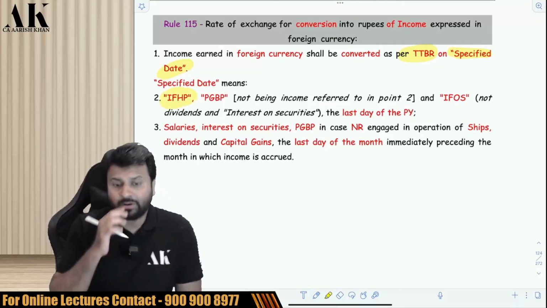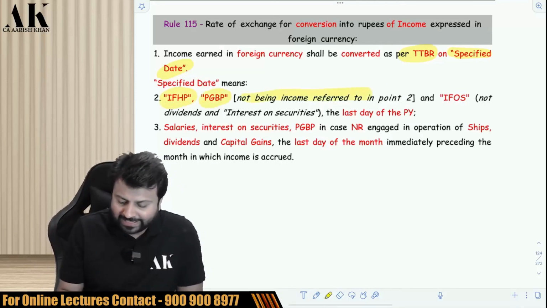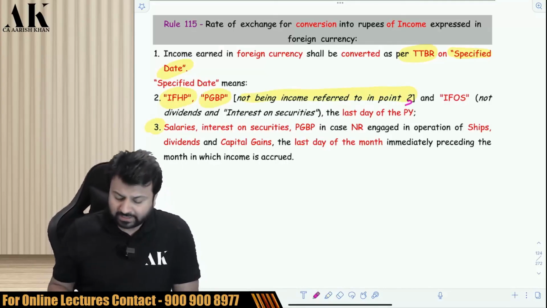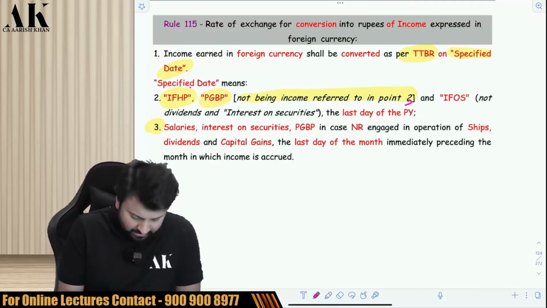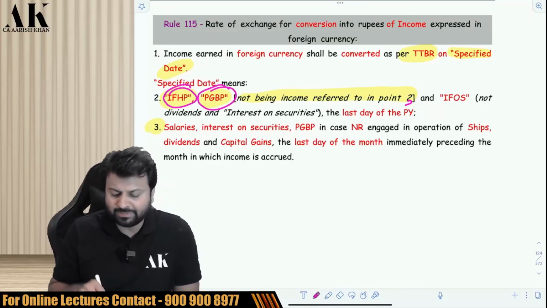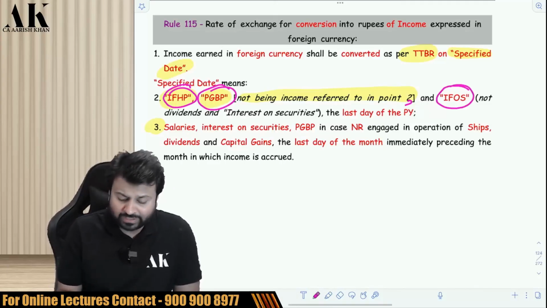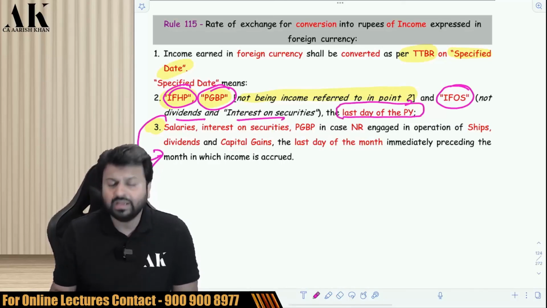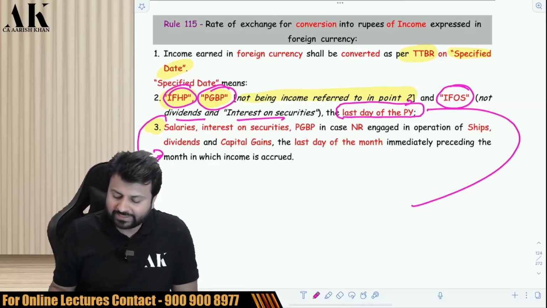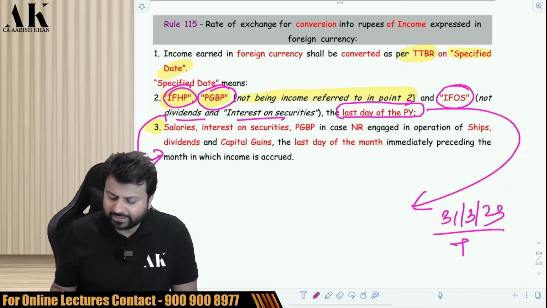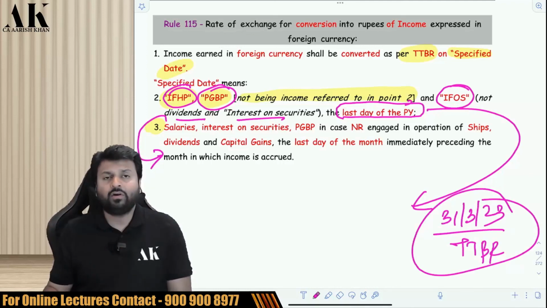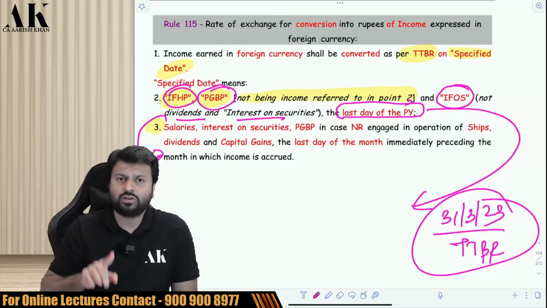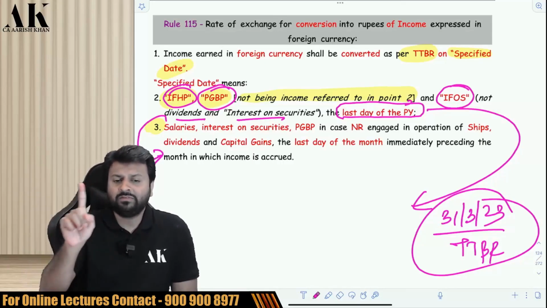If the income is income from house property or PGBP, other than the PGBP mentioned in point number 3, it's not point number 2, point number 3, other than the PGBP mentioned in point number 3. So if you are earning income from house property, or if you are earning PGBP other than that mentioned in point number 3, or if you are earning IFOS other than dividend and interest on securities, because that is also mentioned in point number 3, you have to convert that as of the last day of the previous year. You have to take which date over here? 31st March 2023 TTBR you have to take and convert. For income from house property, 31st March 2023. For PGBP, except one income, 31st March 2023. For IFOS, except two incomes, 31st March 2023.